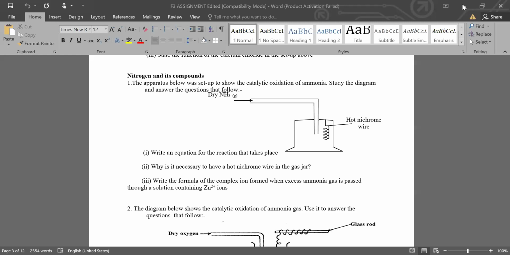In that complex ion, the ammonia will attach itself on the zinc ion as NH3, such that we form one zinc. NH3 will be how many? Will be 4. So we form zinc, NH3 will be 4, and then we bracket and put a charge of positive 2. And that is what we call tetraamine zinc 2 ions.